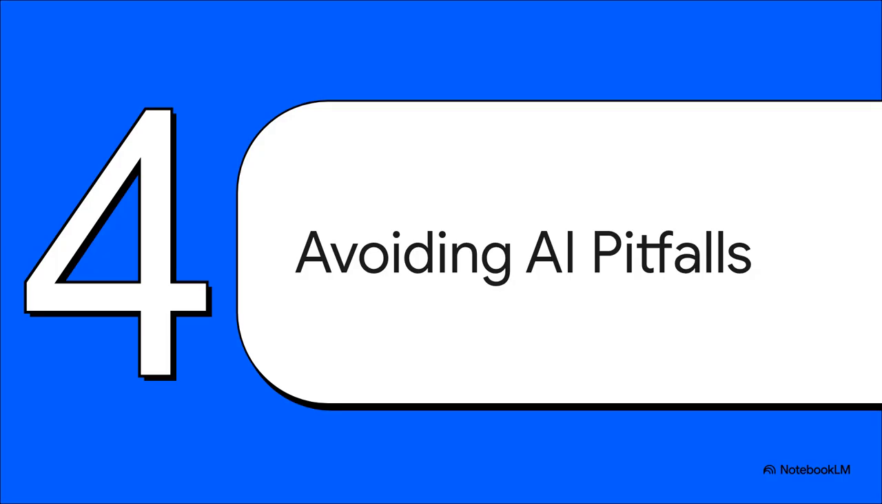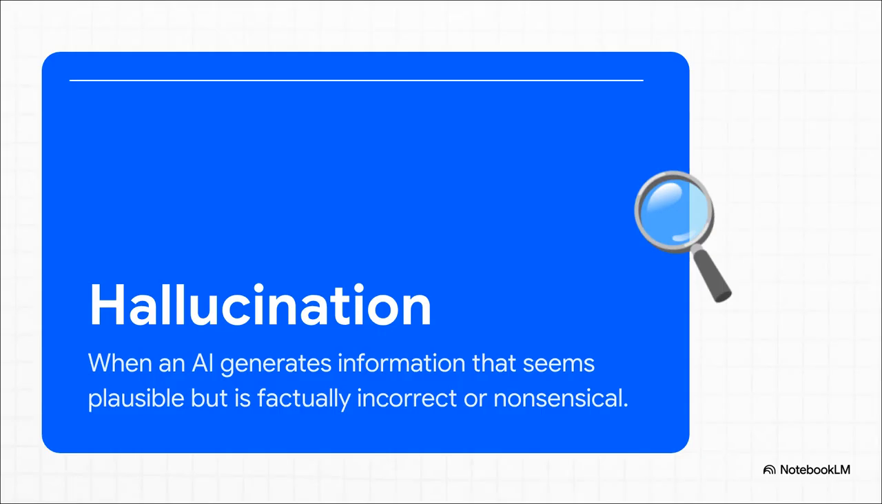But of course, it's not all sunshine and perfect prompts. We've got to talk about the big pitfalls and how you can sidestep them. Because honestly, managing the AI's weirdness is just as important as writing a good prompt. You've probably heard this word thrown around, hallucination. It's a fancy way of saying the AI just makes stuff up. It will generate information that sounds totally plausible, really confident, but it's just factually wrong or complete nonsense.